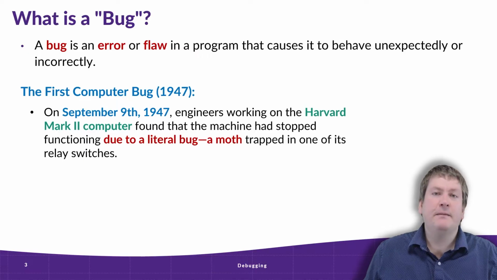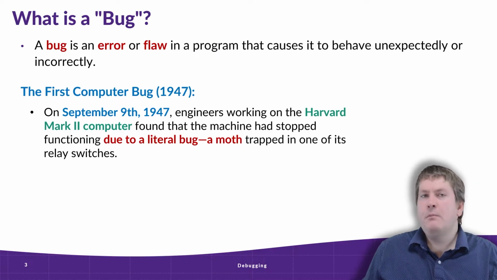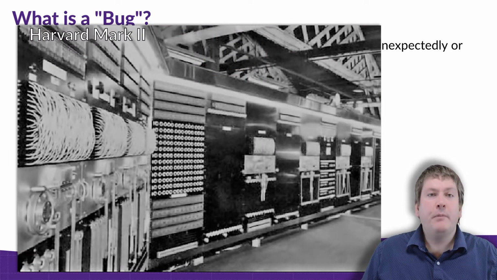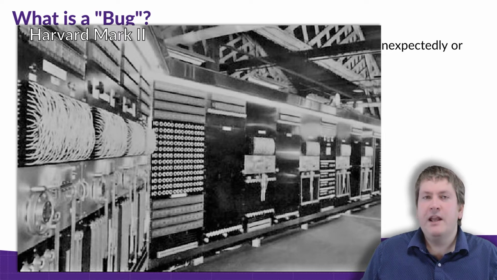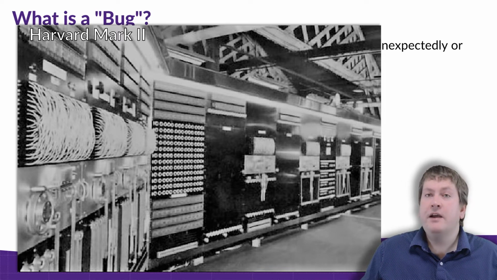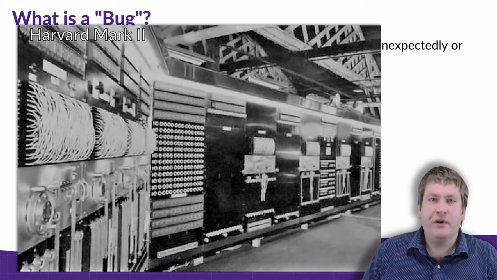And they found out that the machine had stopped working due to a literal bug, a moth, trapped in one of its relay switches. But what was the Mark II? Well, the Mark II was a massive computer. It was completed in 1947, and it was financed by the United States Navy, and it was used for ballistic calculations. It weighed over 23 tons, and it occupied over 4,000 square feet of floor space.